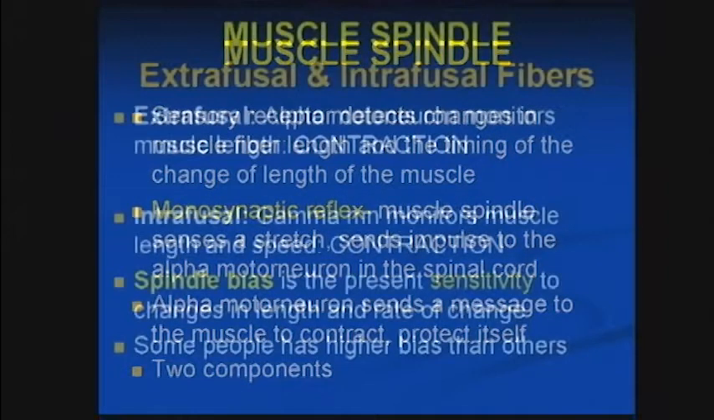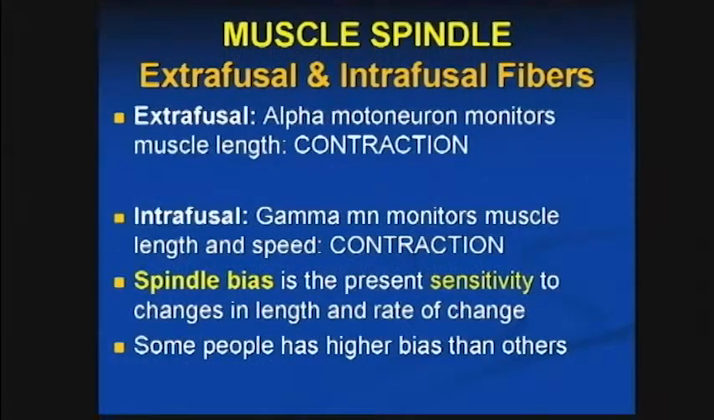And it has two components. And take a look at those. It has actually extrafusal fibers and intrafusal fibers within the muscle spindle. The extrafusal fibers say, hey, we're contracting. Protect yourself from being torn, from being stretched. The intrafusal fibers connect through the gamma motor neuron, and that's when a muscle senses a stretch. This is checking not just how far it is being lengthened, but how fast, the speed of the lengthening.